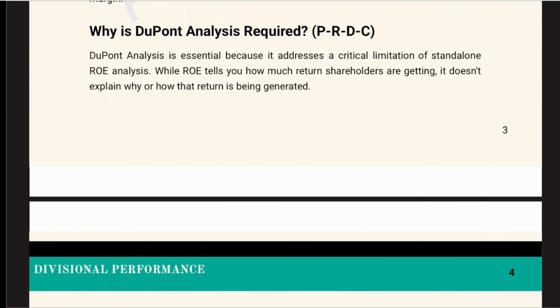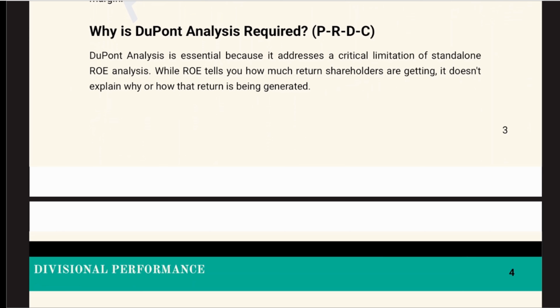So why is it required? Let's say there are two companies, and both have an ROE of 20%. How do you assess them? Which is better? Now we know ROE is a comparative tool, but both of them have 20%. In this case, I get confused. So in this case, DuPont comes to help.